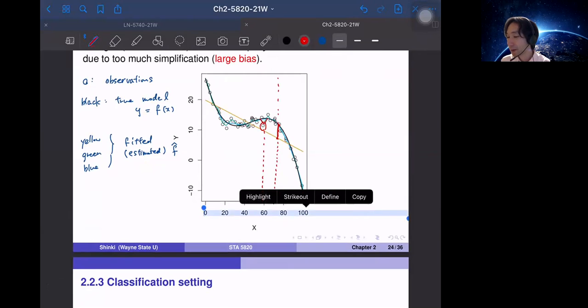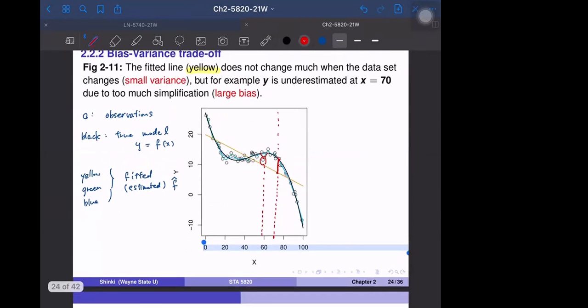Oh, yeah, go ahead. Sorry, I had a question. For the green one, why would it have the smallest bias? I would have thought it had the largest because it's the most fitted, the most influenced by the points that are already in the data set.